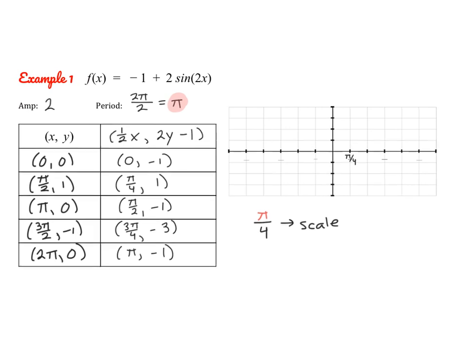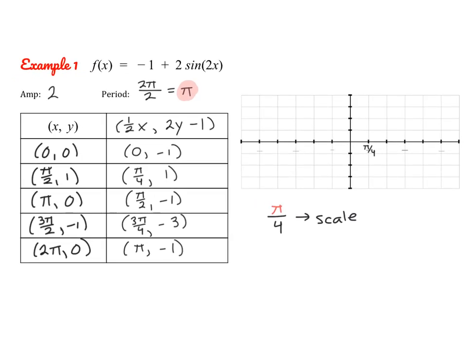The next thing I want to do is I like to actually trace in my midline, and then I like to trace in where my maximum and where my minimum values will be. So since my graph was shifted down 1, my midline is also going to be shifted down 1. So in the parent function, the midline is right at the x-axis. So that means that our new midline is right here. So I'm going to just sketch it in lightly, just as a guideline.